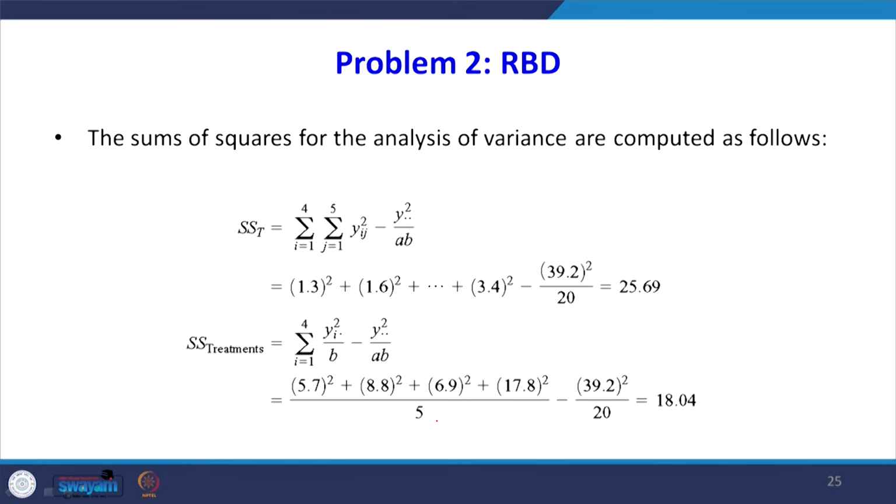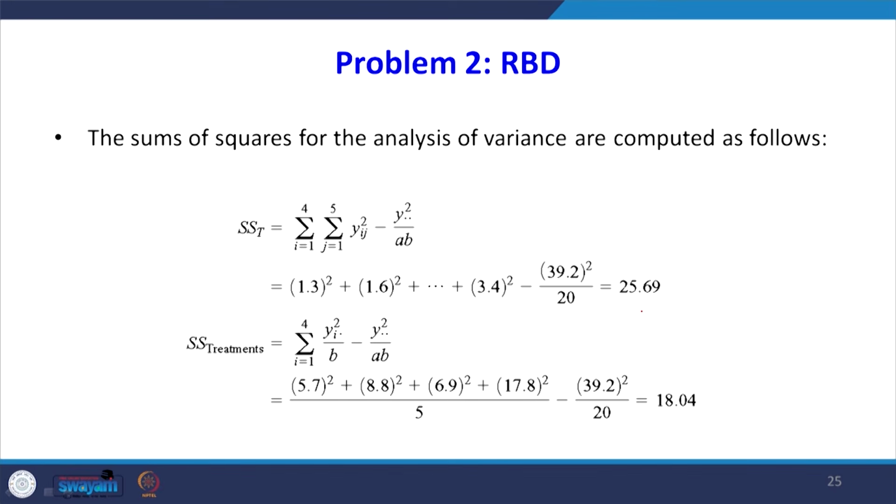So, we are finding SST. SS treatment is, you see this formula is so comfortable for using a calculator. So, the sum of yij whole square minus y dot dot square by ab. These notations I have already explained: A is the number of treatments, B is the number of blocks.